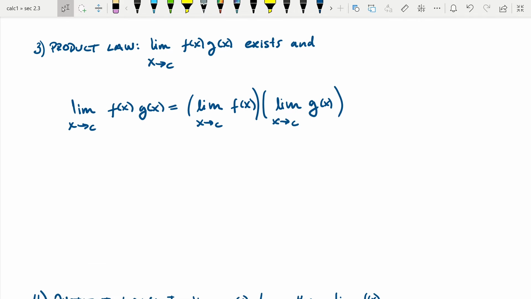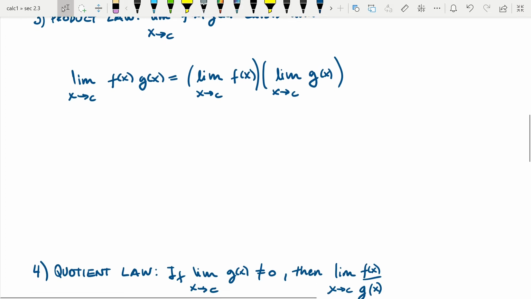Now it's the product law, so now we have two functions instead of just a constant and a function. To compute the limit of the product, if both limits of f of x and g of x exist when x approaches a certain constant, then we can take the product of the limits to compute the limit. Small example.